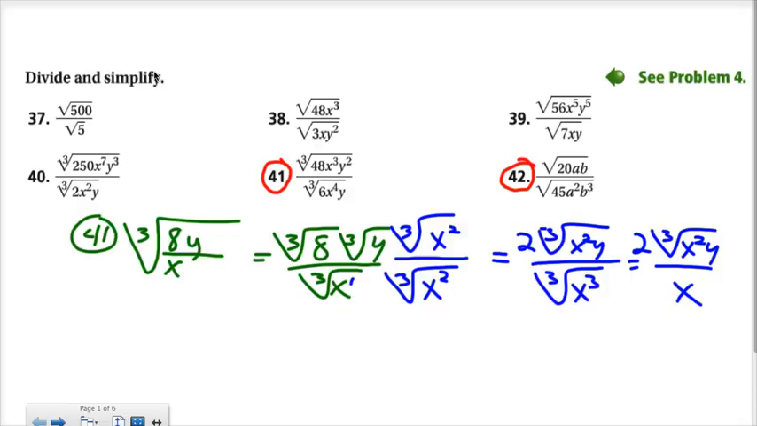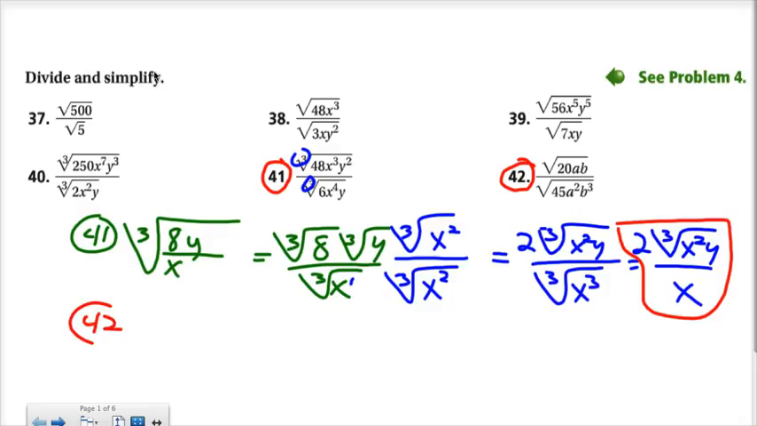Then I go back to the original to see whether or not I should worry about absolute value bars. And this was a cubed root. So cubed root does not require any absolute value bars. So this is my answer right here. 2 cubed roots of x squared y all over x.